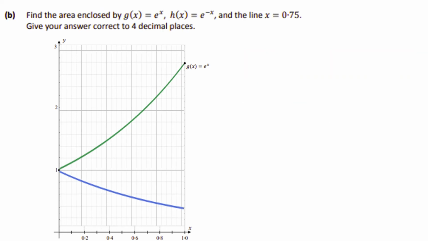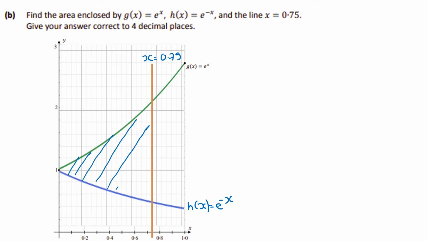So part B then says find the area enclosed by g of x is equal to e to the power of x, h of x is equal to e to the power of minus x, and the line x is equal to 0.75. So let's put in that line first. So we have it there in orange. So this is x is equal to 0.75. So there's my h of x. It's equal to e to the power of minus x. So what we're basically looking for is this area here.